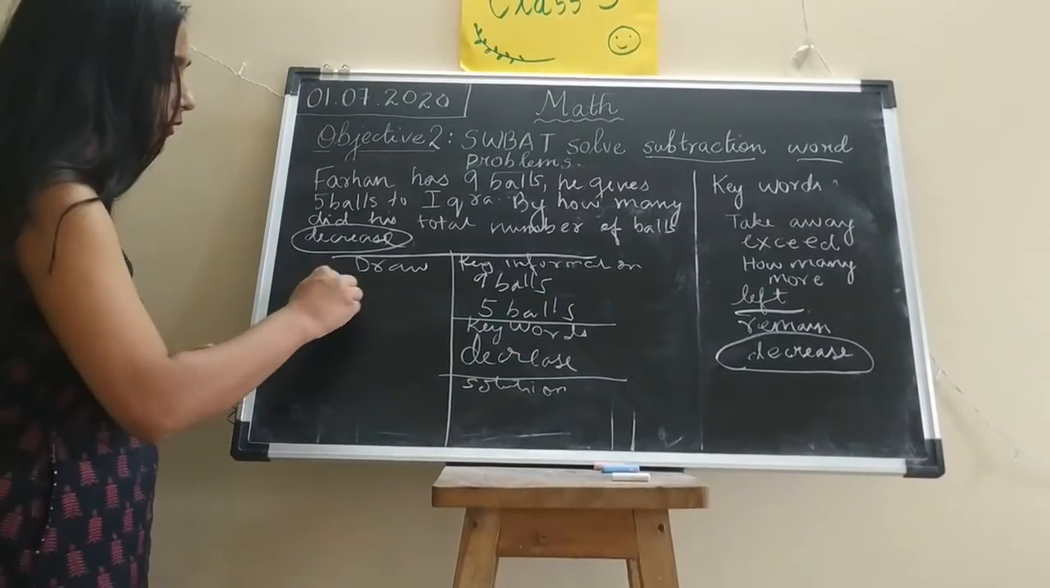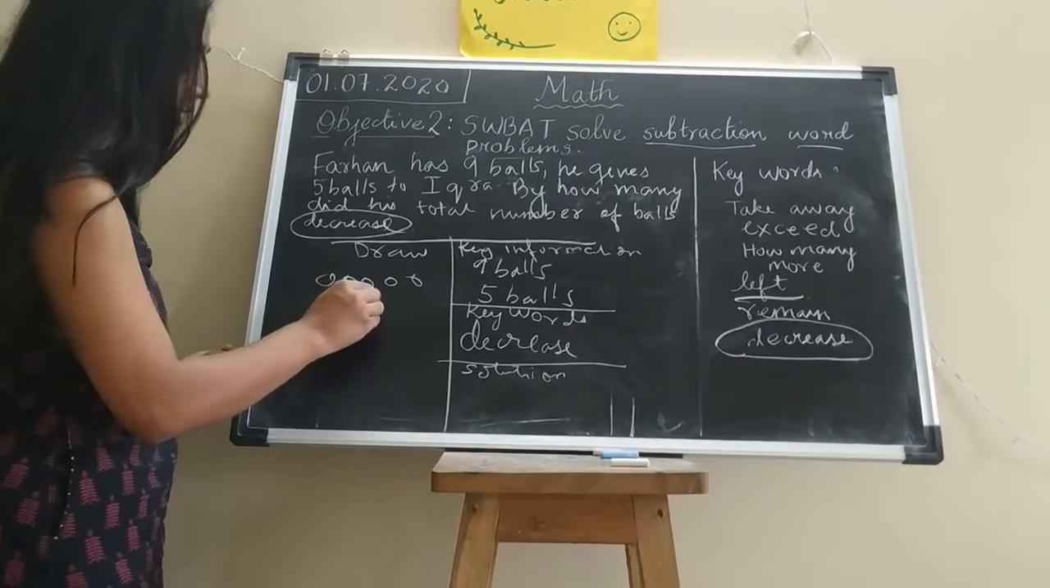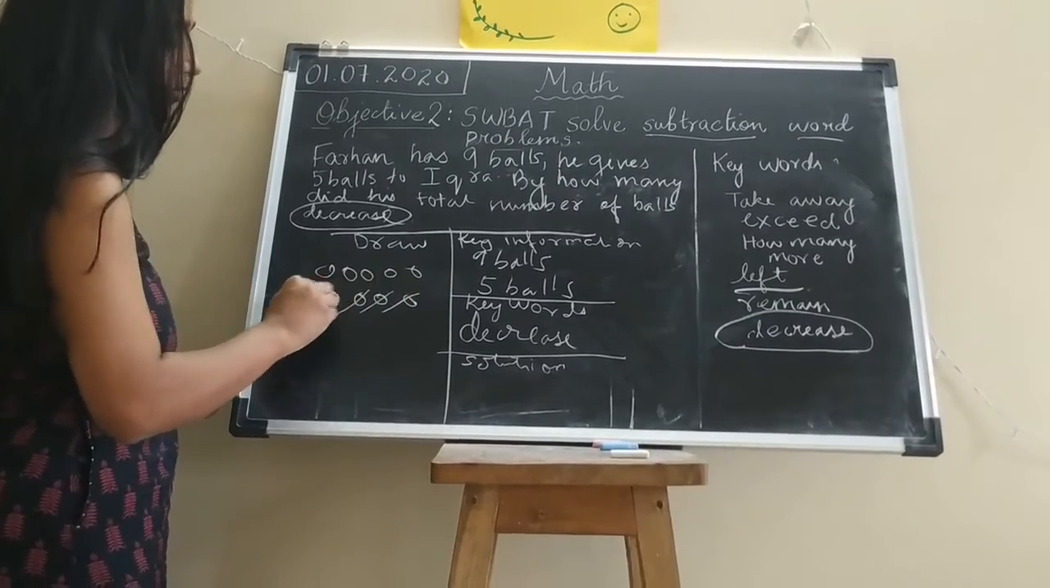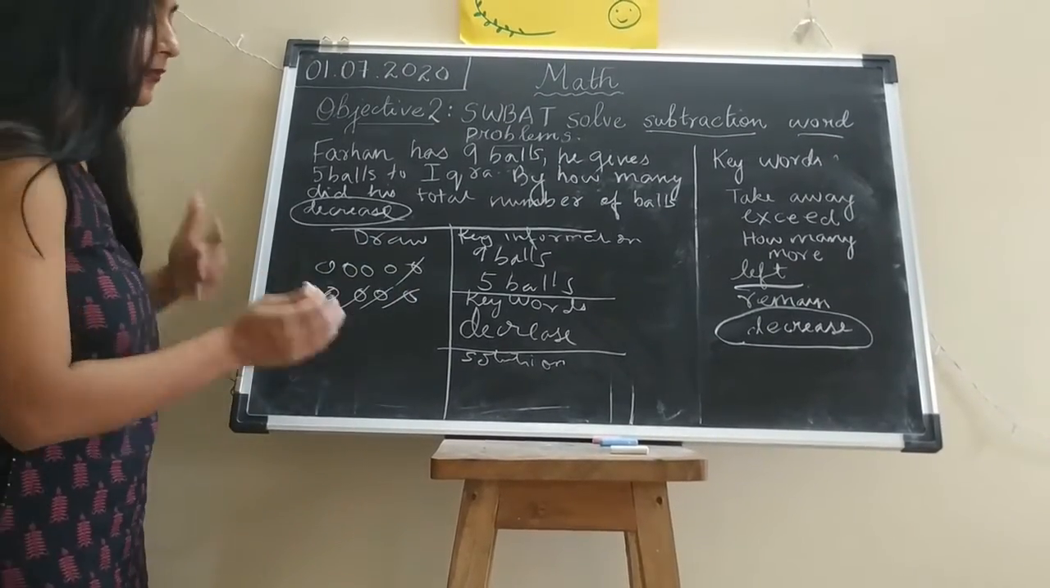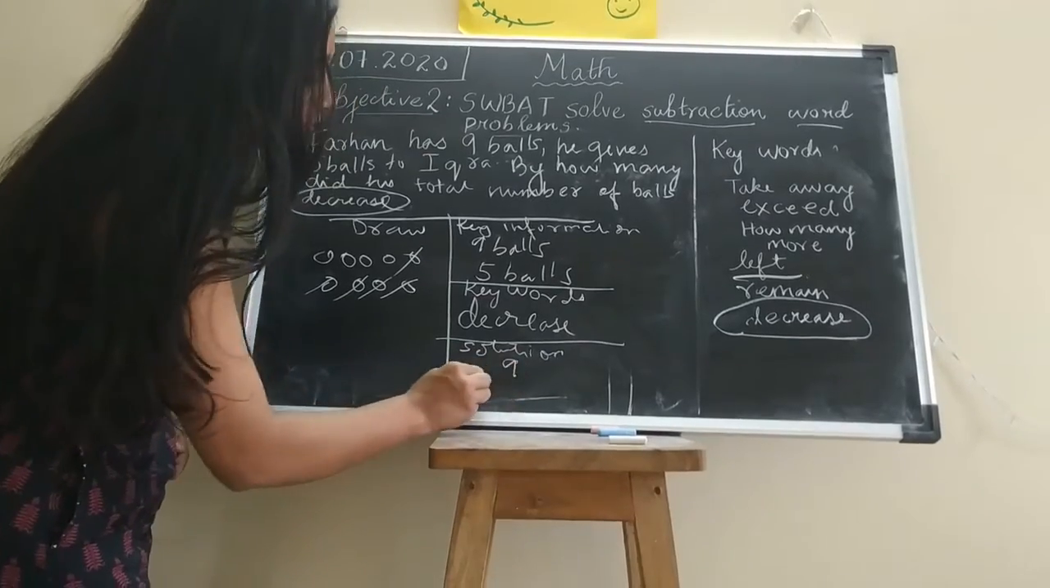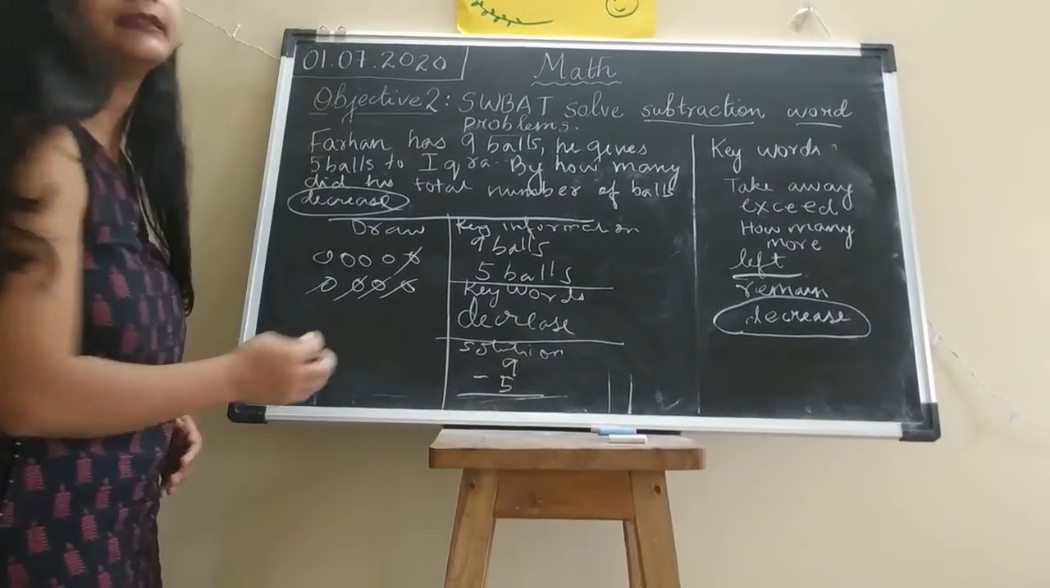And this we can draw very easily. We have 9 balls. We will give away 5 balls to Ikra. We are left with 5, right? This we will do simply 9 minus 5 and get the answer.